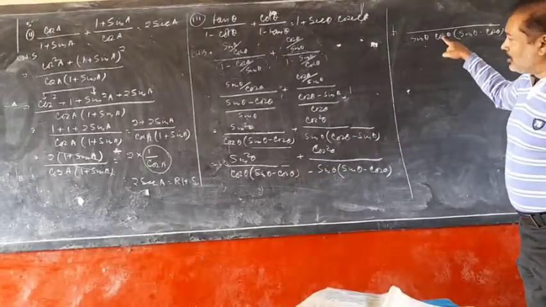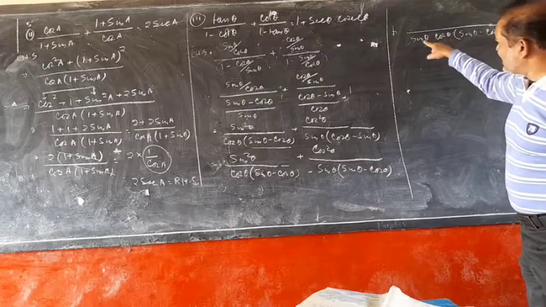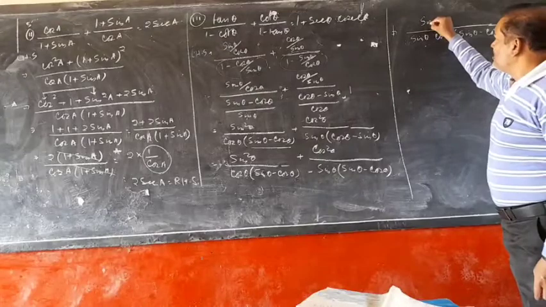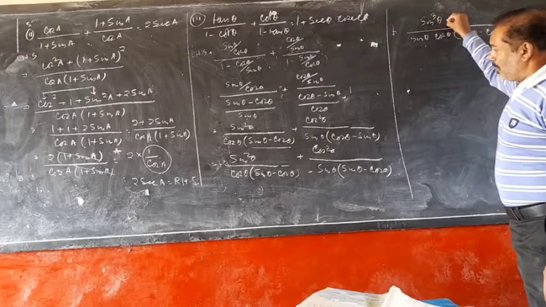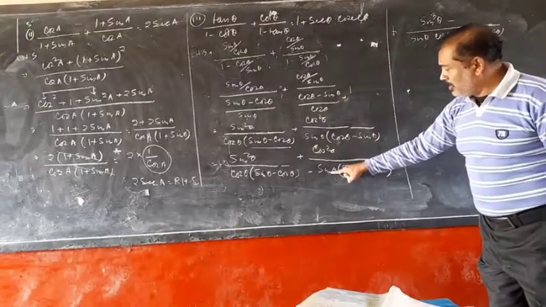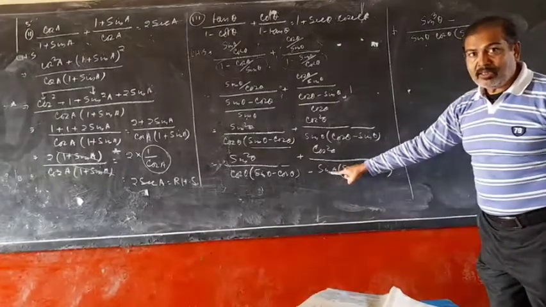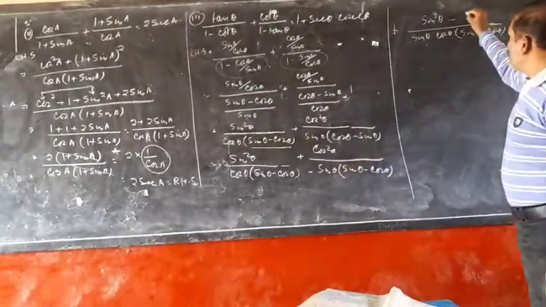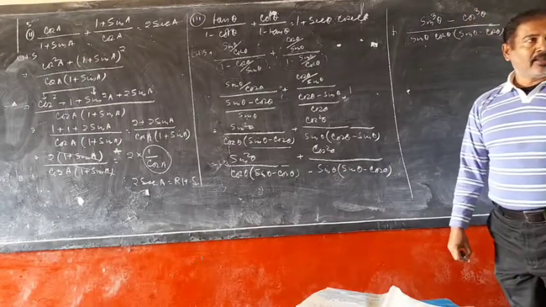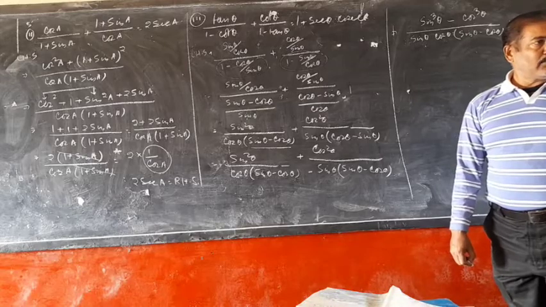Then here, sin theta into sin square theta gives sin cube theta, and minus into plus minus. Likewise, everything will cancel. What is remaining here? This will become cos cube theta. Okay. You understood this step? Did everyone understand? Yes sir.